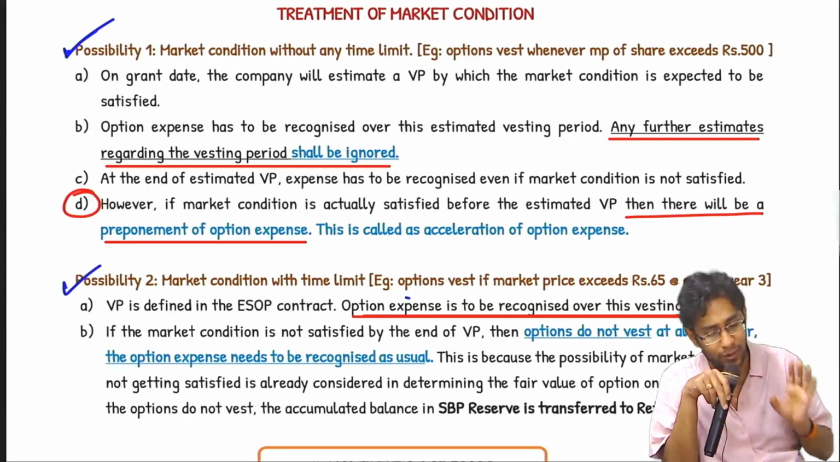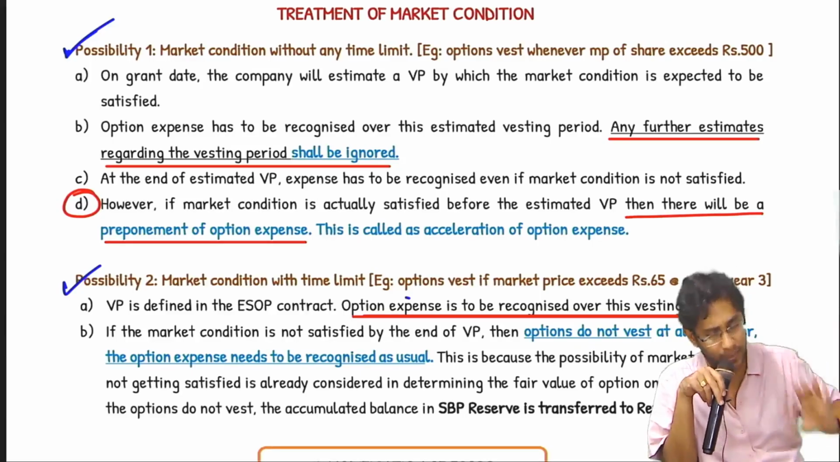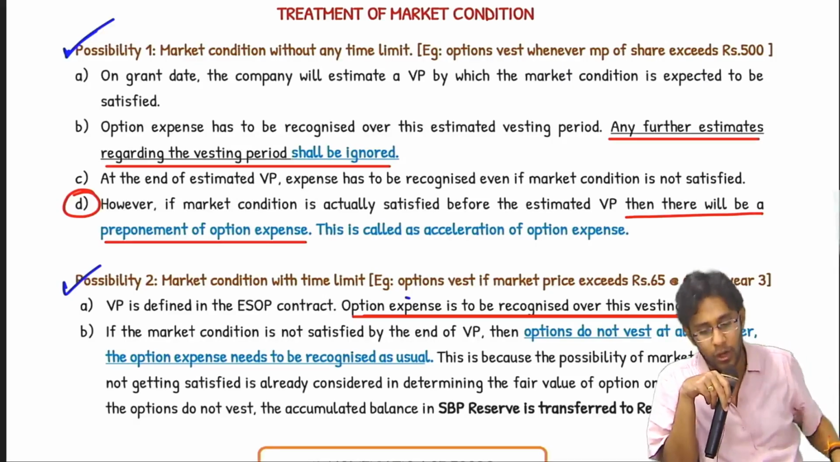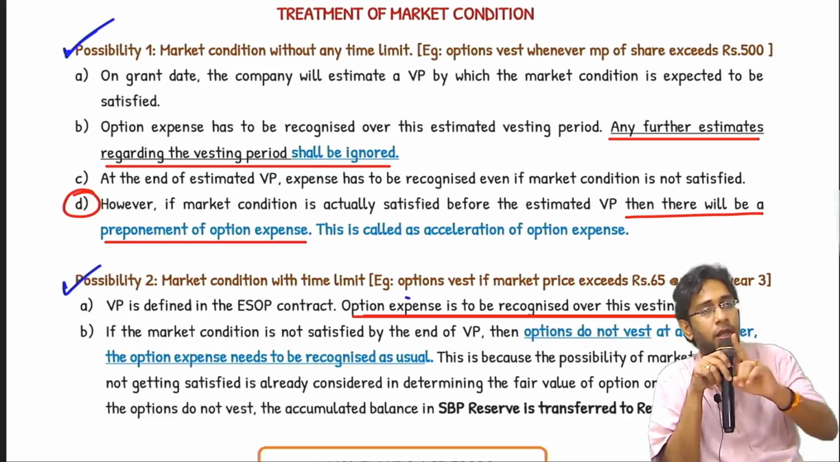Options will vest whenever the share price crosses some amount. On the grant date, the company will estimate a vesting period by which the market condition is expected to be satisfied. Option expense has to be recognized over this estimated vesting period. Any further estimates regarding the vesting period shall be ignored.